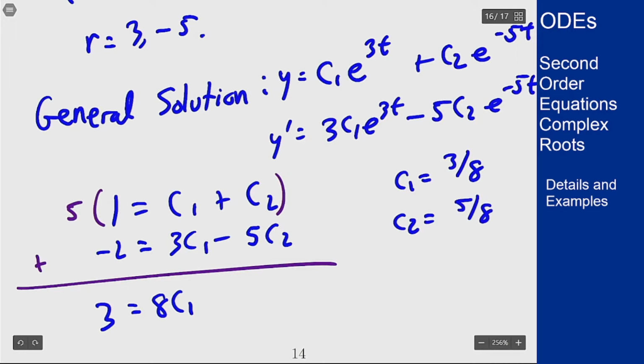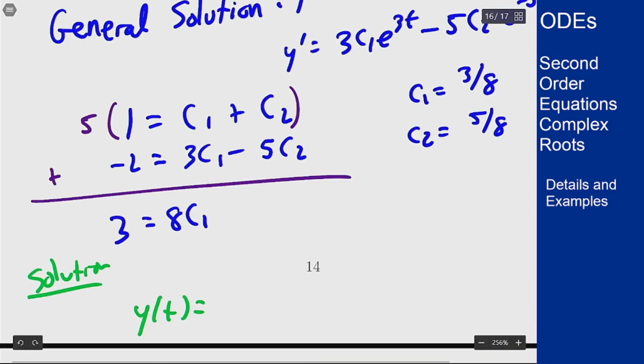We can then check real quick. 3c1 is going to be 9/8. And then minus 5c2 is going to be minus 25 over 8, which will give me minus 16 over 8, which is minus 2 as expected. So my solution here is 3/8 e to the 3t plus 5/8 e to the minus 5t.